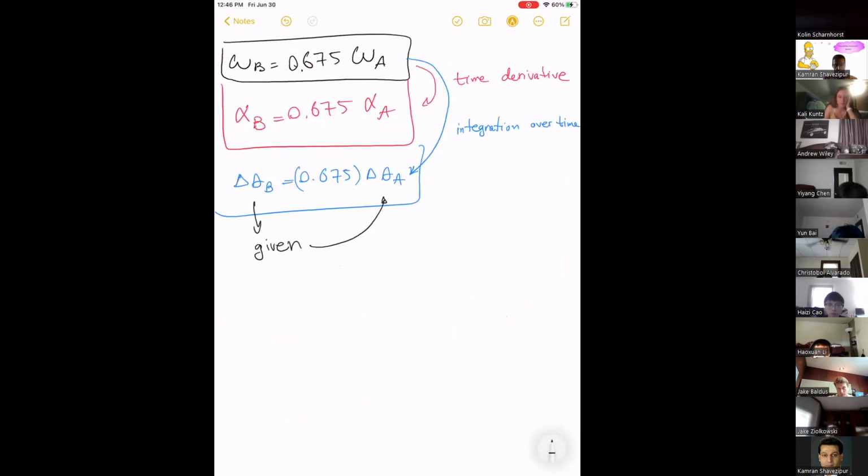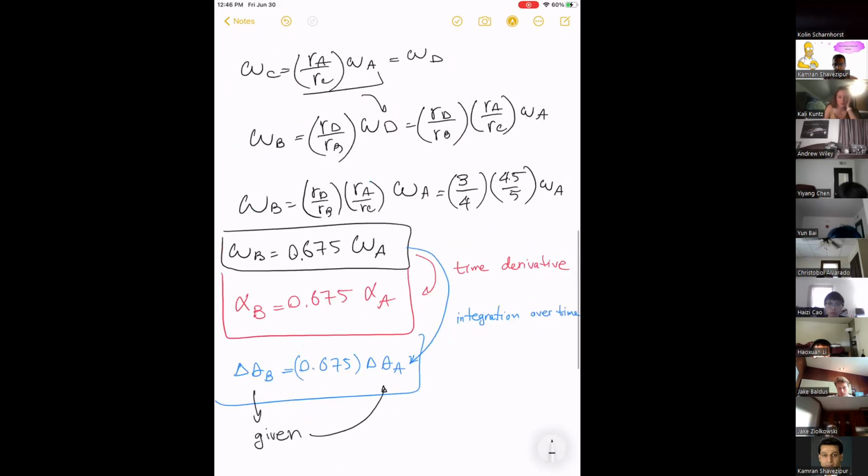So I want you guys to complete this. I did the derivation of how you can relate omegas and alphas and delta thetas. Then you go and solve the problem. I'm going to create a link. The due time for that is tonight. Please do not look at the solution manuals or any resources. Try to figure this out.